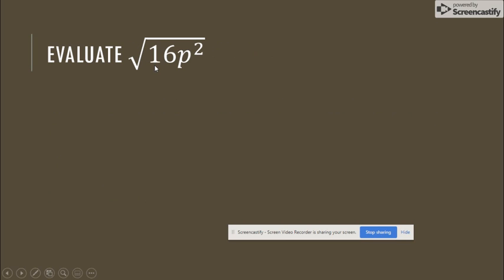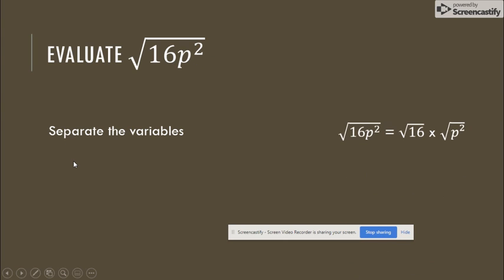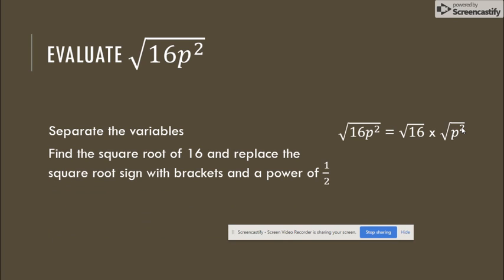They say to you, evaluate the square root of 16p to the power of 2. First thing you have to do is separate your variables. So you're looking at the square root of 16, and the square root of p squared. Find the square root of 16. What times what gives us 16? 4 times 4 gives us 16, so we know it's 4. Then replace the square root sign with brackets and the power of a half. So this is what it looks like: 4 times, we take away that square root sign, put brackets in, and put it to the power of a half.